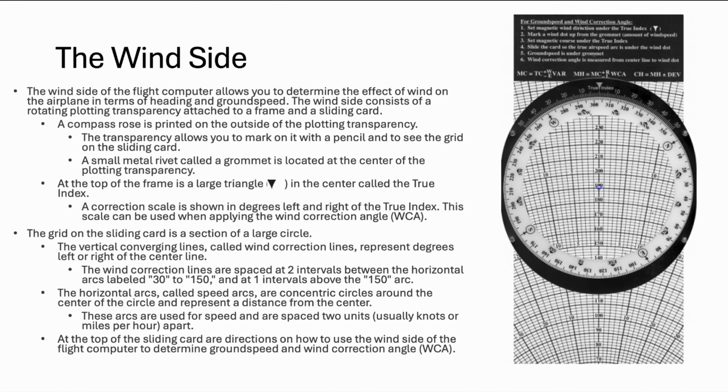If you have a headwind, that's going to negatively affect your ground speed, meaning you're going to go slower, and it's going to take you longer to fly from A to B. If you have a tailwind, that's going to increase your ground speed. You're going to get to your destination faster, which is good for cruise.